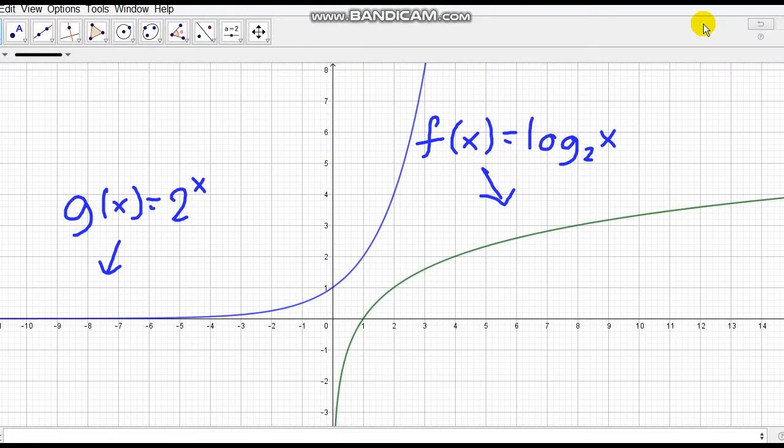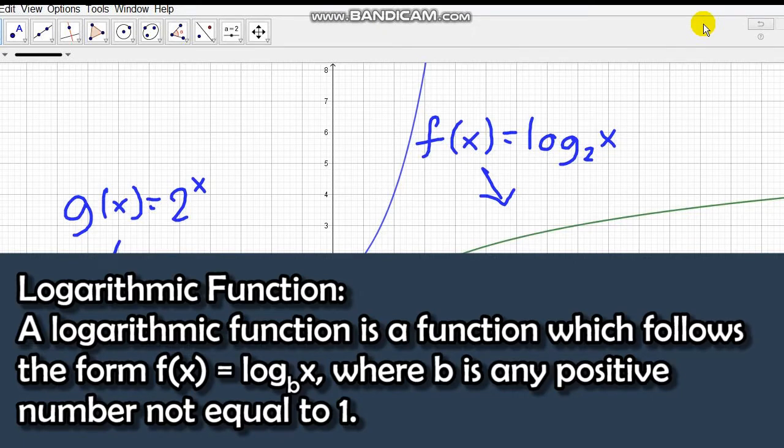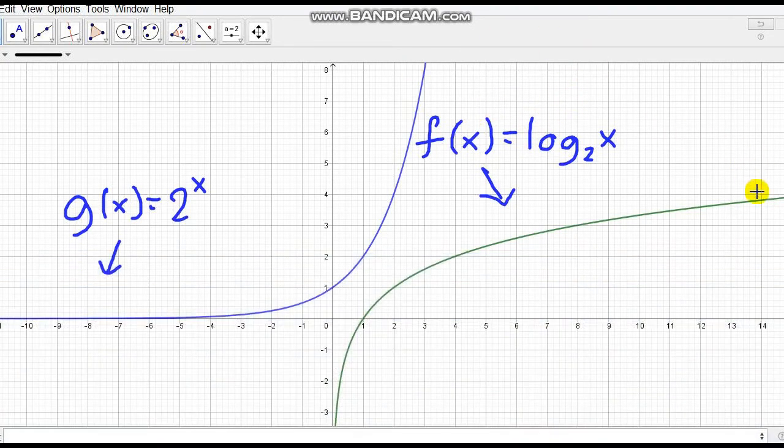Hey everyone, today we're going to discuss graphing logarithmic functions. A logarithmic function is a function which follows the form f of x is equal to log of x to the base b, where b is any positive number not equal to 1. We can see here on our screen an example of a graph of a logarithmic function. This is f of x is equal to log of x to the base 2.